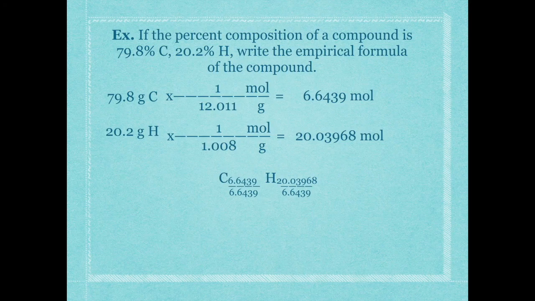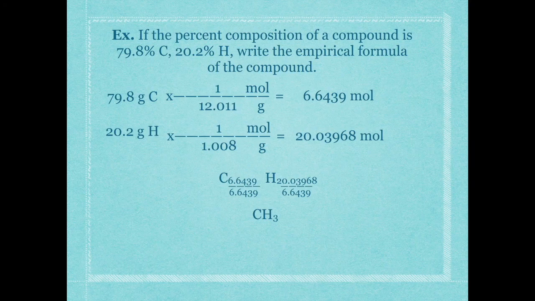And what I get is C, 1, but I'm not going to put the 1, H, 3. And I'm done, because the value that I got by dividing the 20 by the 6 was extremely close to 3. I think it was like 2.99 or 3.01, so I could round it to 3. Okay? So that's how to find the empirical formula.